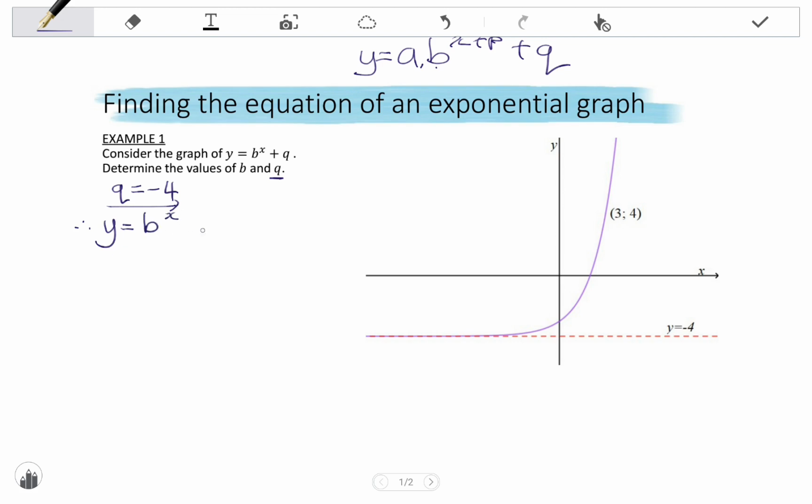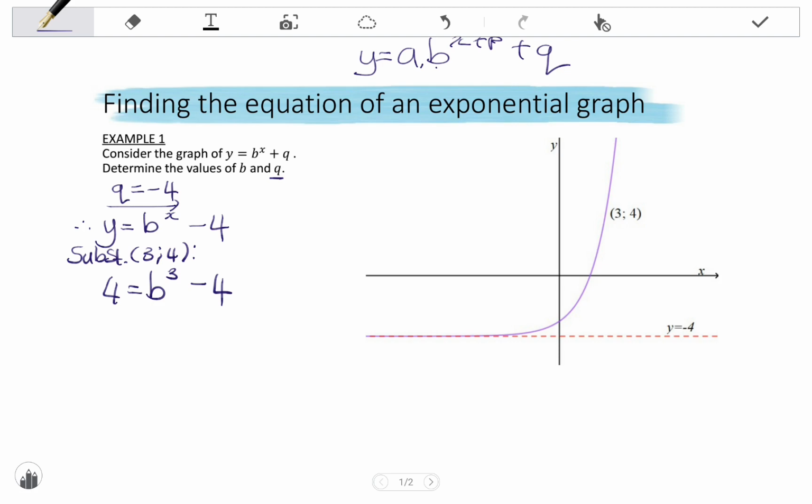So I have y equals b to the x minus 4. Now I need to solve for b. If I have one variable to solve for, I substitute 1 point. So I actually write substitute, letting my reader know what I'm doing. Okay, so y is 4, so I have 4 equals b to the x is now 3 minus 4. And I need to solve this for b.